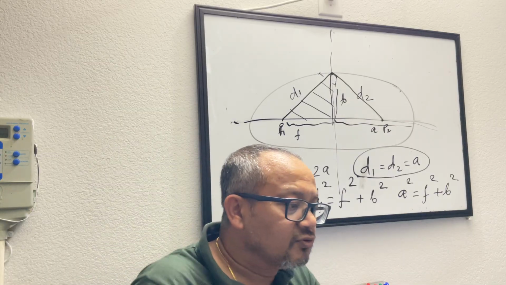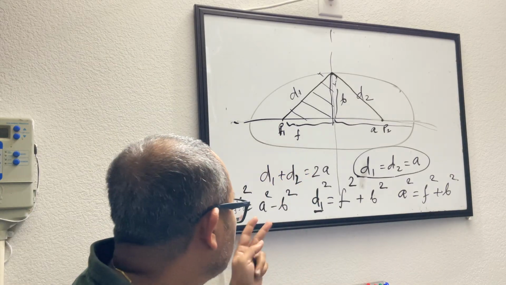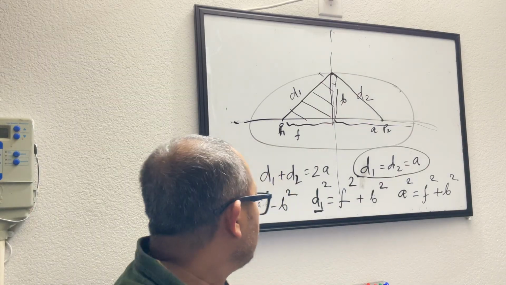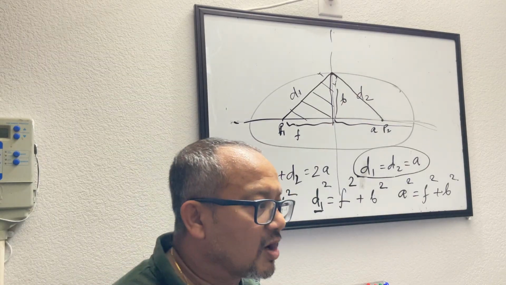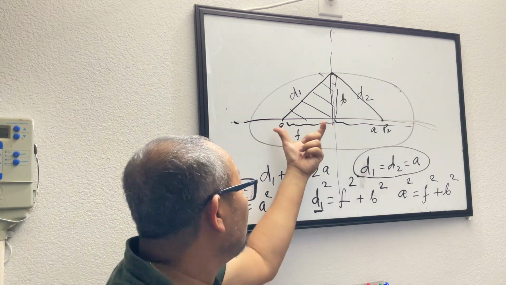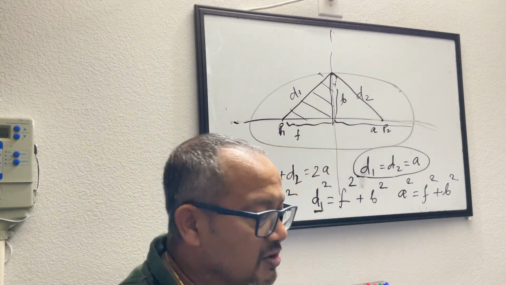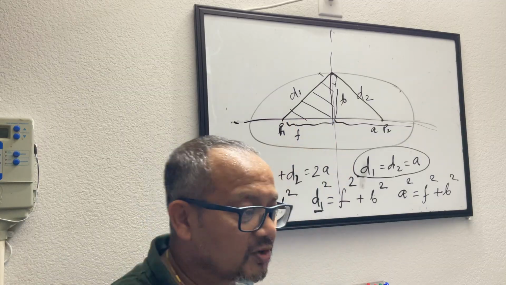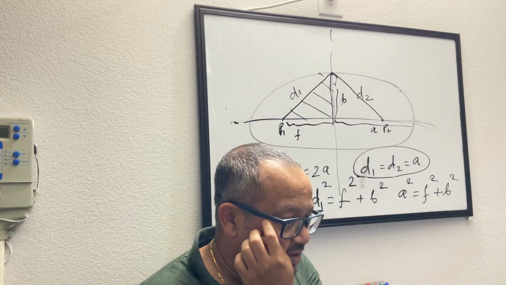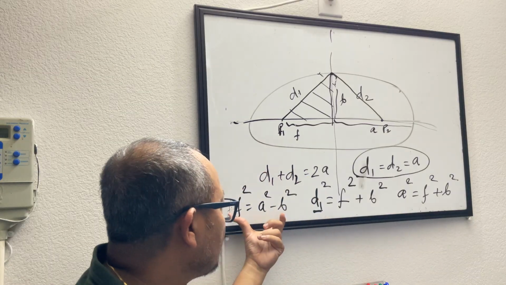So if you ever know what is your major radius and what is your minor radius, you should be able to find out what will be the length of the focus or the focal point from the origin, or what will be the distance between the origin and the focus point, or one of the foci. Make sense? And this is what we saw.